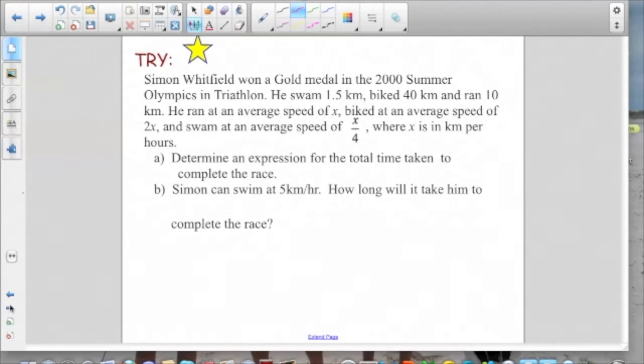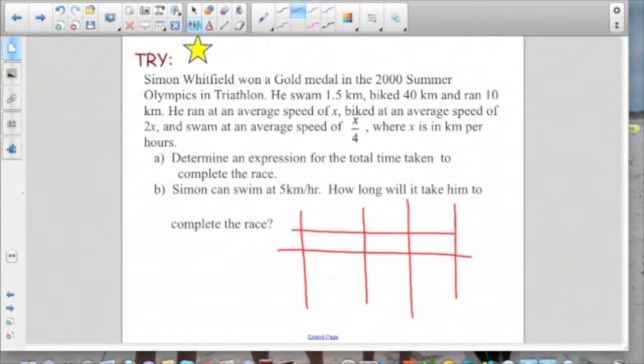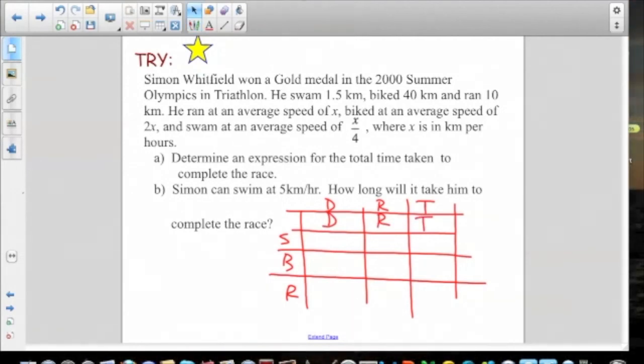So what I'm going to do is set up a table here. When you have these word problems, we're going to set up a table. We have the swim, the bike, and the run. Those are the three parts we have. So we have distance, rate, and time. It goes down here: distance, rate, and time. So what are we going to put in?